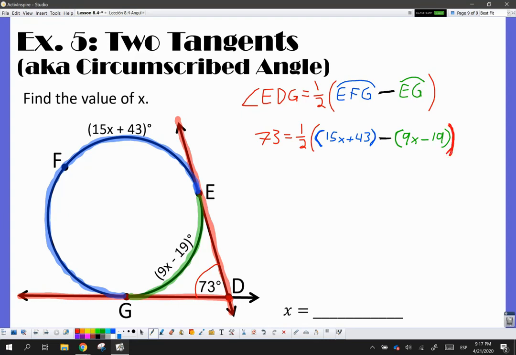So here's my equation. It looks confusing, but remember, all I'm doing is substituting what I have for each part of the formula. I know the measure of this arc, EFG. I know the measure of EG, so I'm just substituting those expressions into the formula.